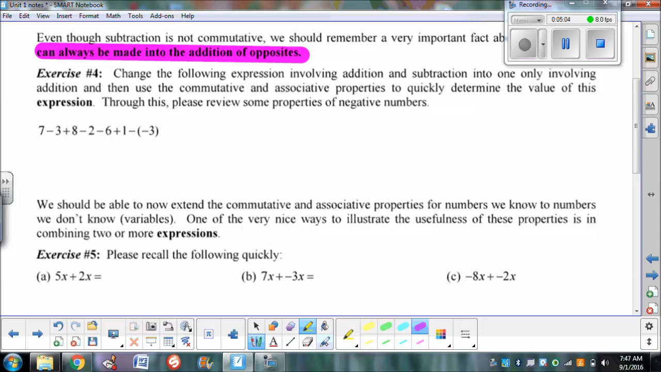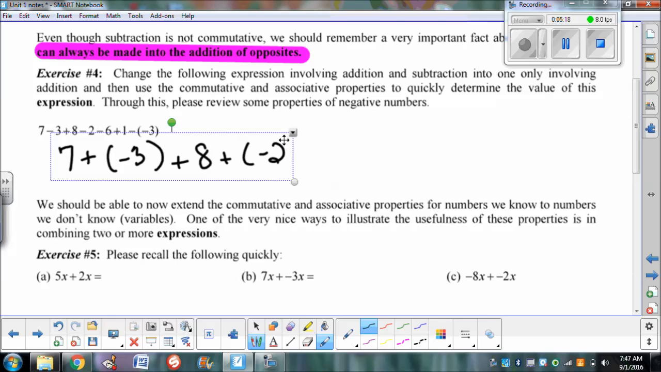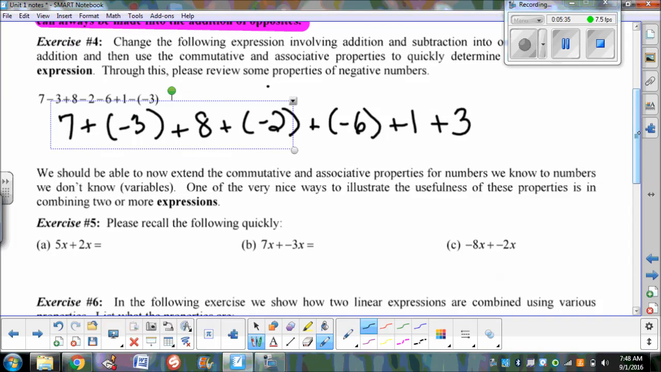So if I take a look at this, and if I were to rewrite this as an addition problem, I could say 7 plus a negative 3 plus 8 plus a negative 2, whoops, plus a negative 6 plus 1, and then this comes out to be a plus 3 because that negative gives me a positive. Sorry, I can't seem to get that little box out of there for the moment. There we go.